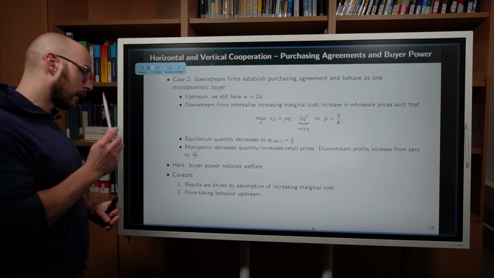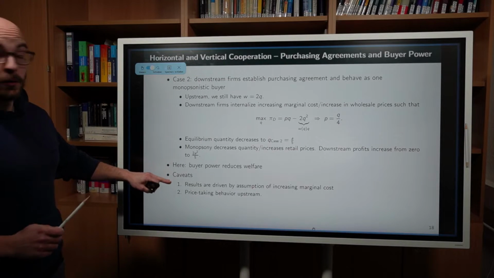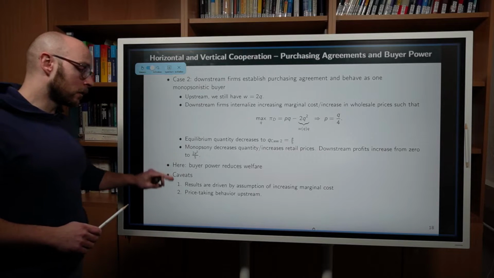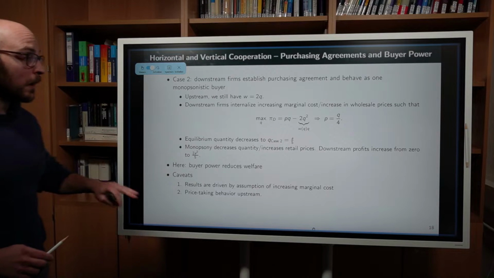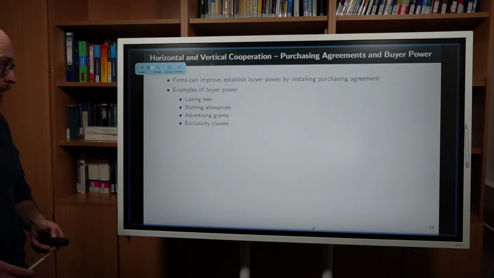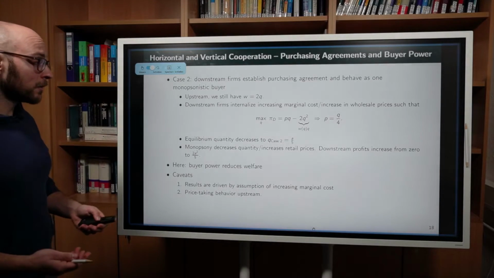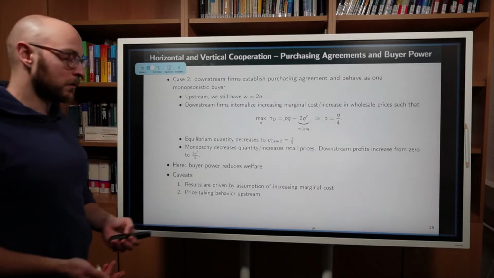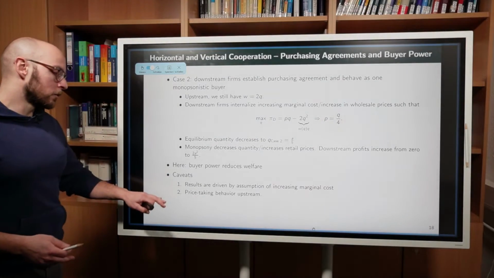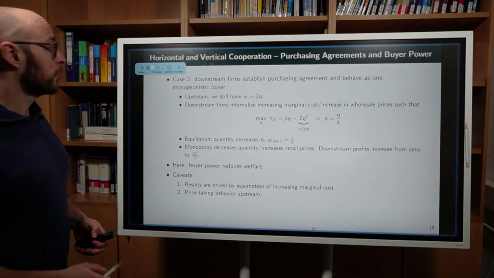However, there are caveats here. First of all, and that's a crucial one, the entire result is driven by the marginal cost being increasing. So we have assumed a quadratic cost function, q squared. If we assume constant marginal cost, then the entire result disappears. And we also assume that we have price-taking behavior upstream. That's probably also not too realistic.